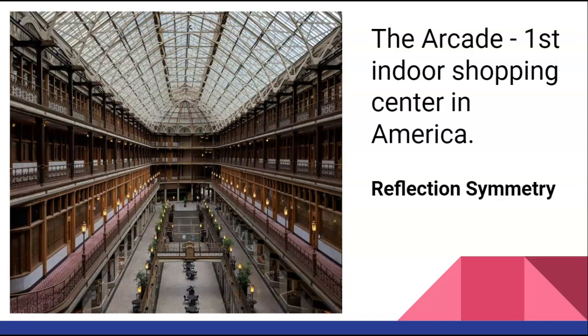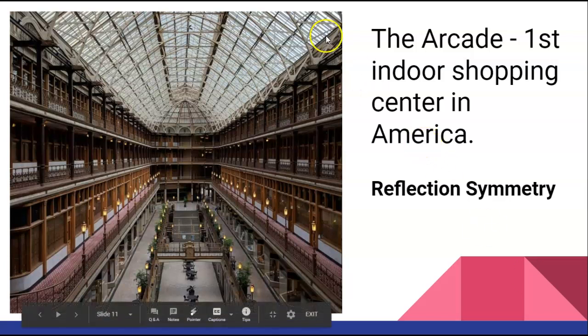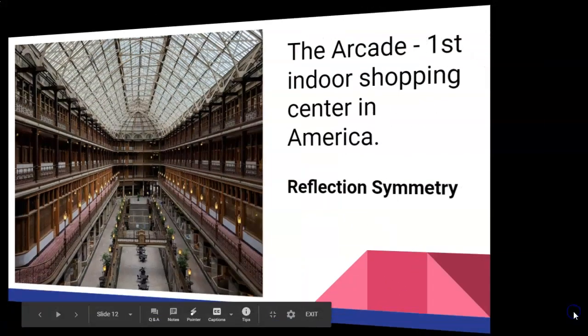My last example here in Cleveland, which you got a little preview of before, is the Arcade, the first indoor shopping center in America. I didn't realize that it was the first indoor shopping center in America. I thought that was pretty cool that it was right here in Cleveland. This view of the Arcade has some reflection symmetry as well in the architecture. If you were to draw a line right down the center here, that line of reflection would show reflection symmetry from one half to the other.